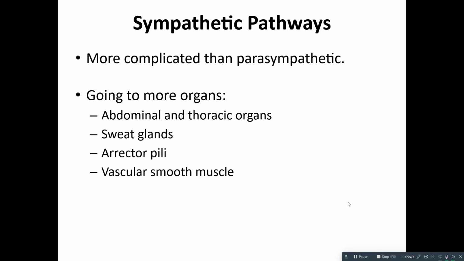Now, the sympathetic pathway is more complicated than the parasympathetic because we're going to more organs. We're not only going to abdominal and thoracic organs, but we're also going to sweat glands throughout the body, arrector pili throughout the body. Remember, arrector pili are the little smooth muscles that cause hairs to stand on end, as well as vascular smooth muscle throughout the body.